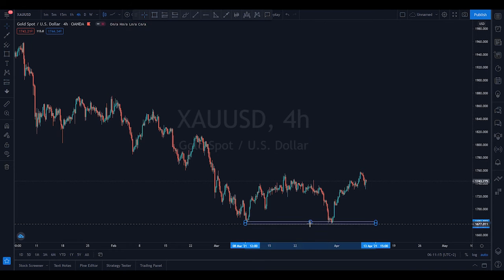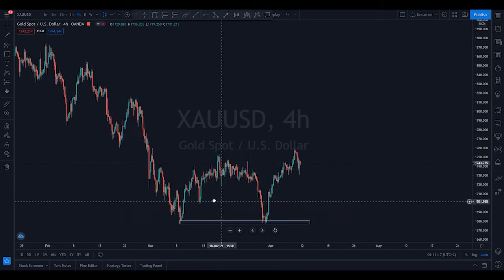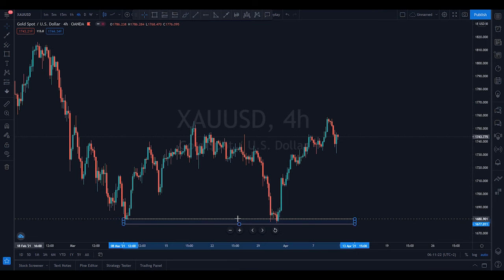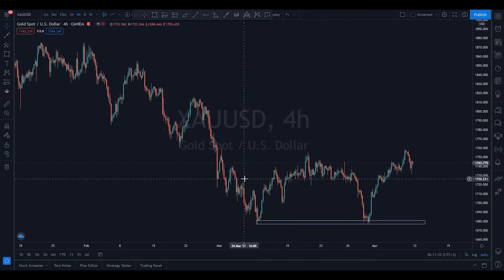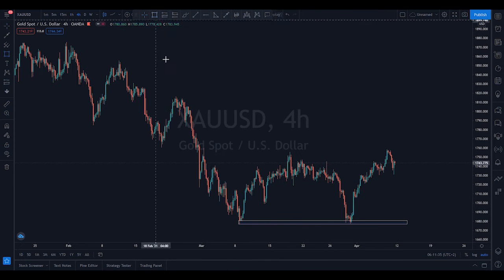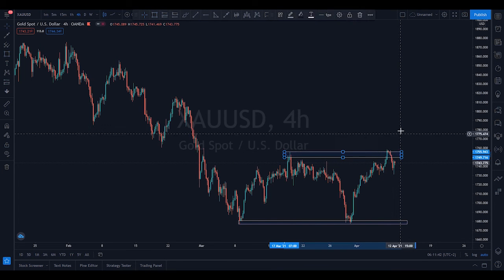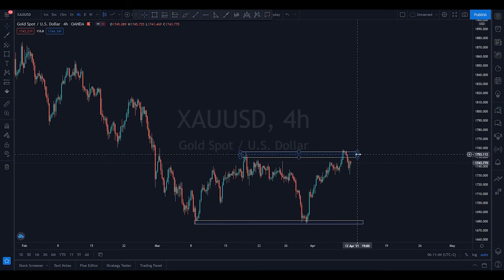The way that I draw them is that I draw the support, let me just go closer here. If you're looking at the support here, I'm drawing it only on the shadows, that is on the lower shadow of the candlestick. You can also see there's another lower shadow here, and for the resistance I draw it on the upper shadow of the candlestick there.